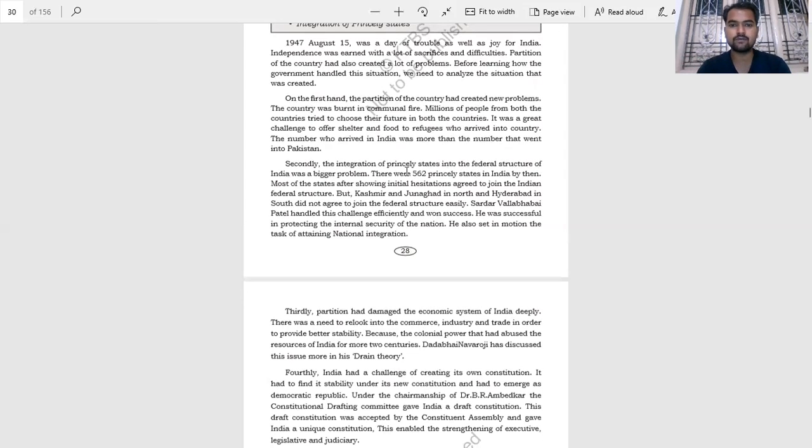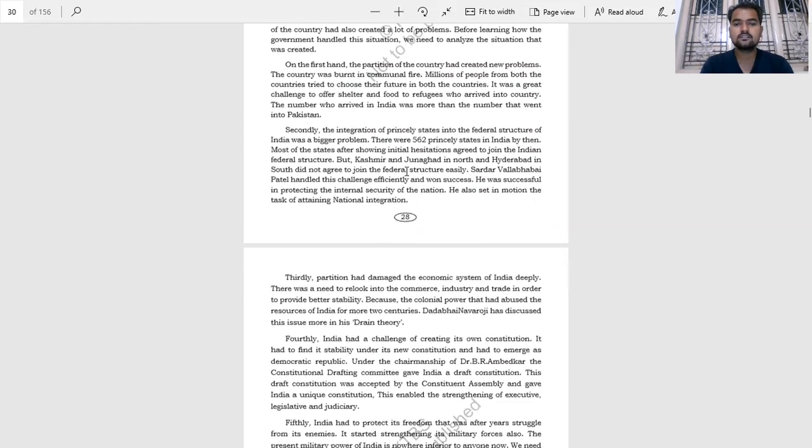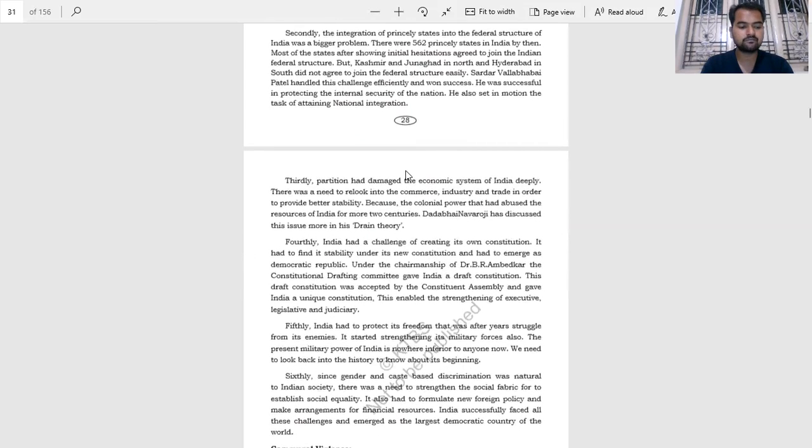So unifying those 562 princely states into India was the second challenge which India faced just after the freedom of our nation. Next, the third challenge was the huge damage to the Indian economic system done by the Britishers. During their 200 years of rule, what they did was loot us. The British government and the East India Company were thieves. They looted us, and they destroyed our economic system.